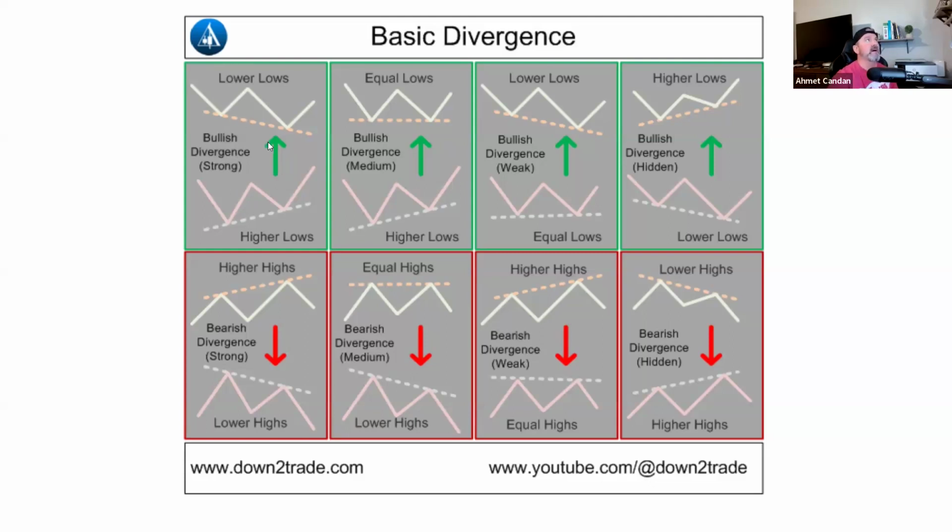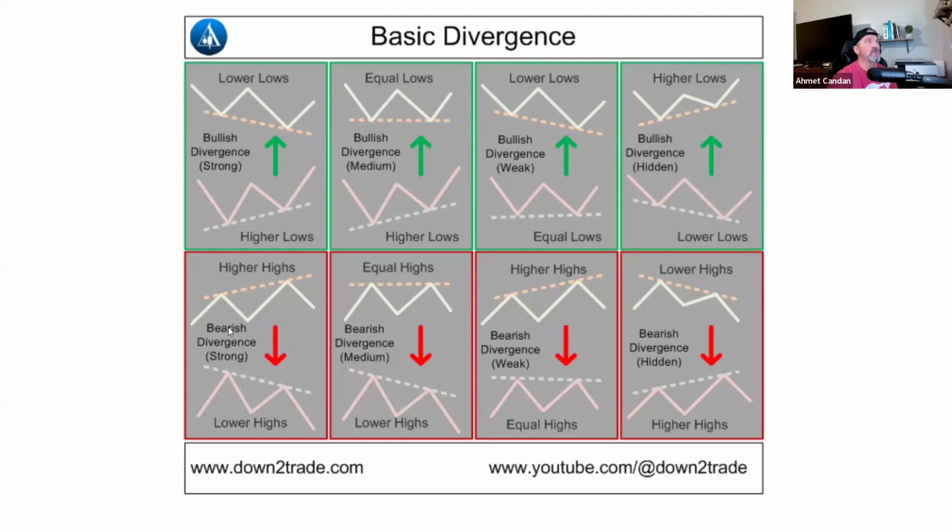And you'll see for each one of these boxes, the graph on the top shows what price is doing. And here we see a lower low in price. And down here is RSI. And here we would see a higher low in RSI. And so when we see this indication, we're looking for a possible bullish reversal in price.